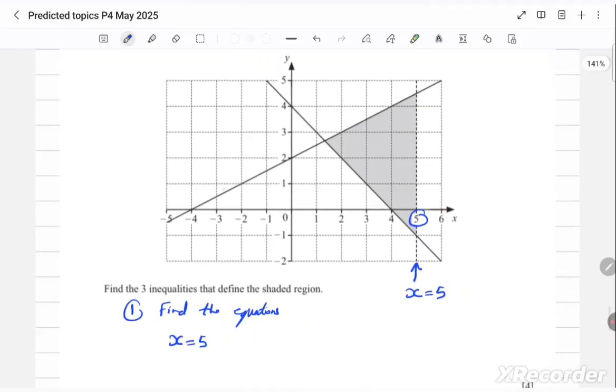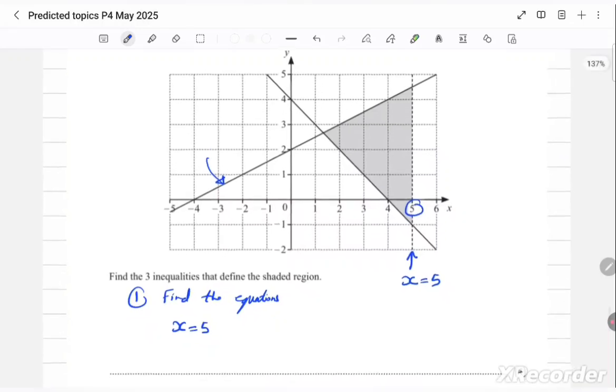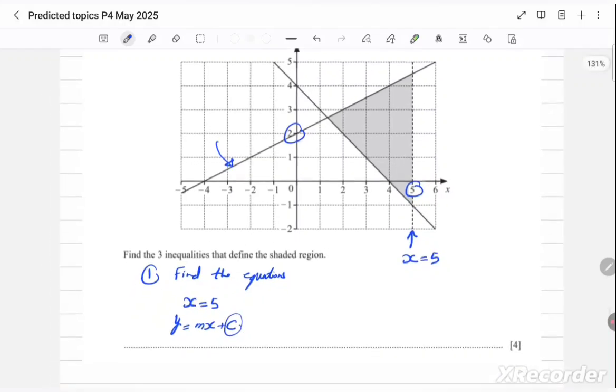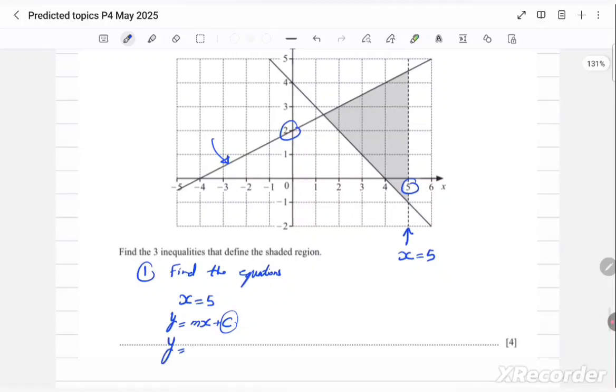The second one, let's move to this one. This one is increasing. It's a straight line and increasing. Straight line, it means y equals mx plus c. c is the y-intercept. The y-intercept here is 2. So we'll write y equals mx plus 2. We need to find the gradient.